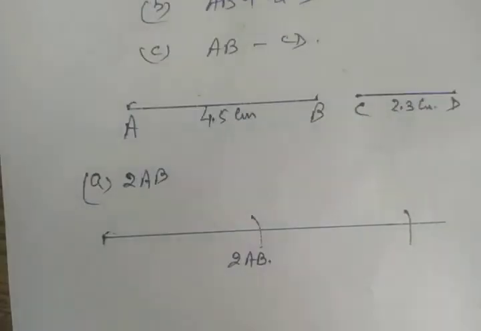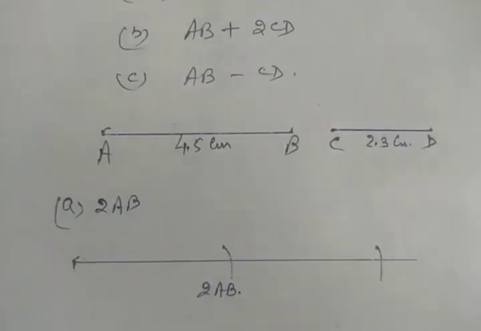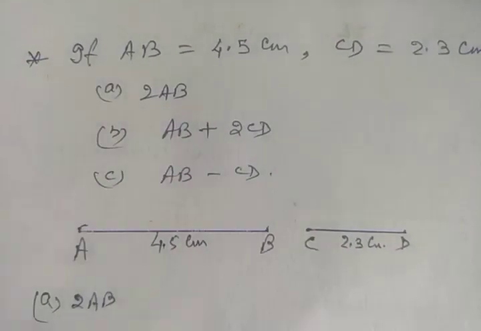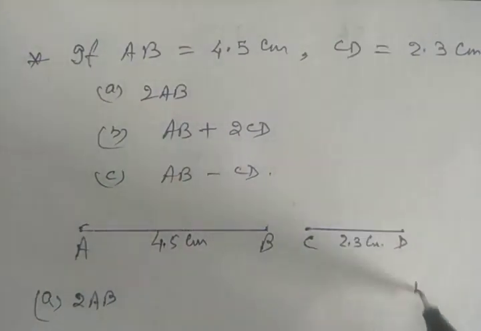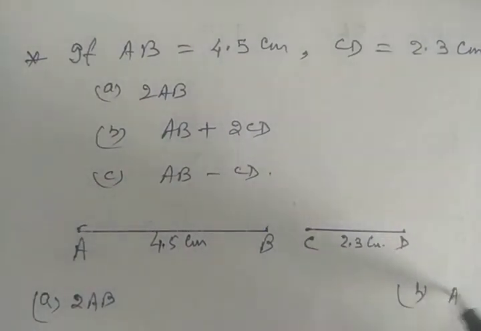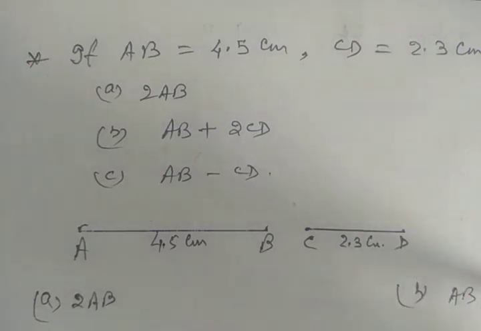It represents 2AB. Follow. Now the second one is AB plus 2CD. Just see. This is AB plus 2CD. Follow.